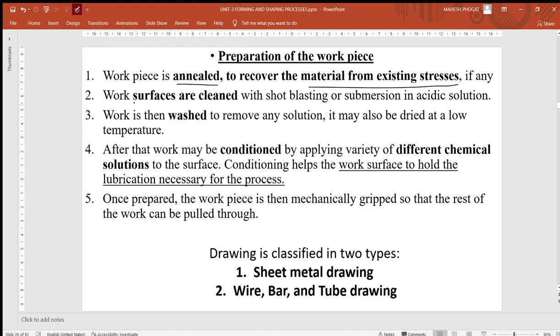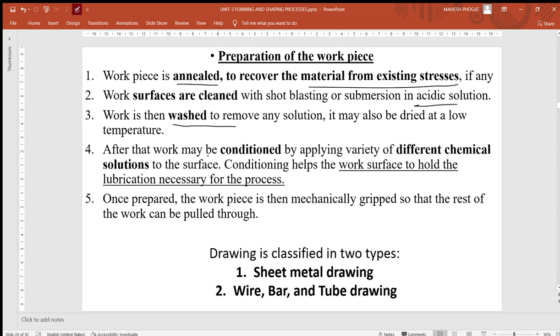Apart from that, you need to clean the work surface, that is, you need to clean your specimen. Cleaning can be done in different methods. Either you can have an acidic bath, or you can go for shot blasting. And if you use the acidic bath, then you need to wash it out so that the acid doesn't remain. Otherwise, oxidation may start.